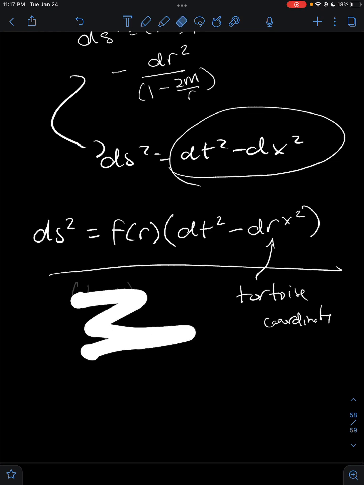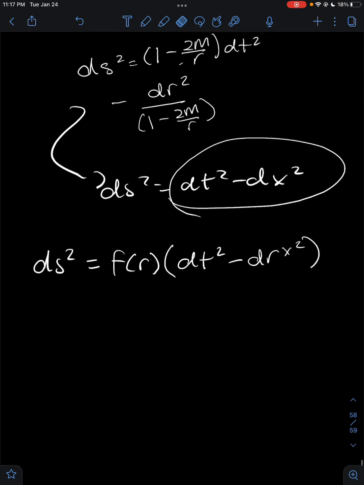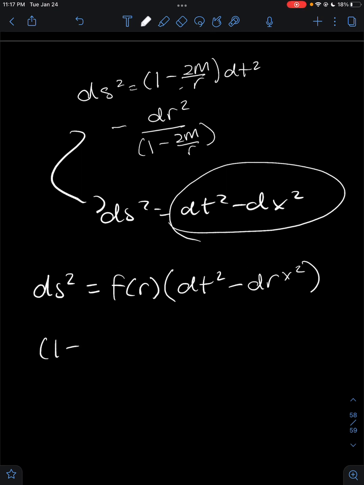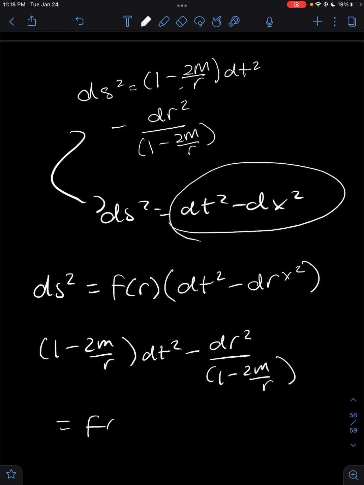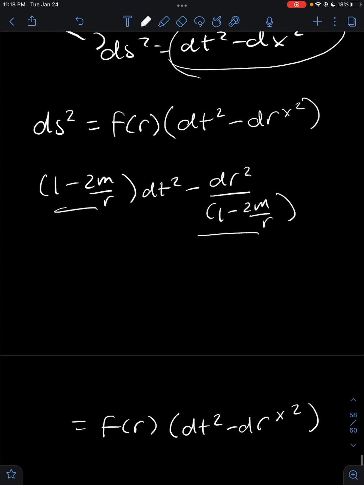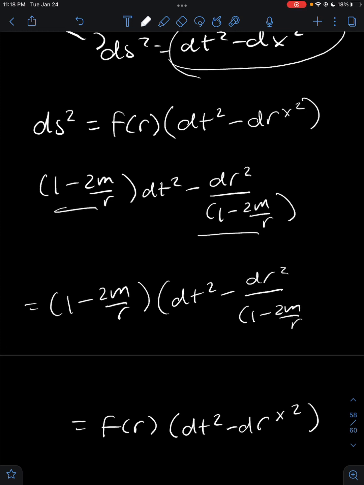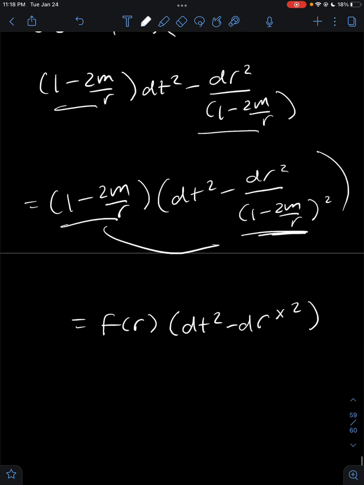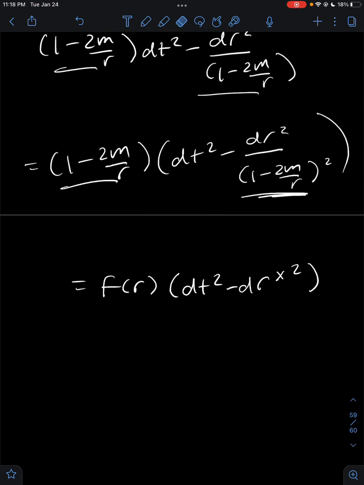Well, it's pretty simple to solve for that. All we have to do is equate the two metrics together. So we have to say that (1 minus 2m over r) dt squared minus dr squared over (1 minus 2m over r) equals f of r times dt squared minus dr asterisk squared. So now what we want to do is just factor out the 1 minus 2m over r. That's going to give us (1 minus 2m over r) times [dt squared minus dr squared over (1 minus 2m over r) squared]. We have to square this so that when this is multiplied, we get just one factor down below. And then now we can clearly see what r asterisk has to be.